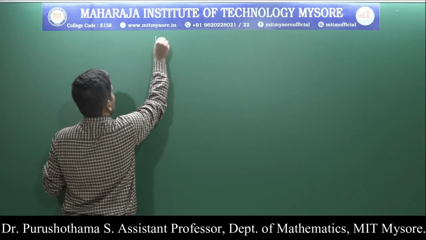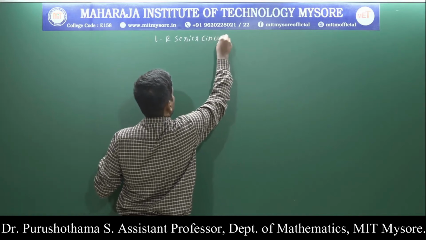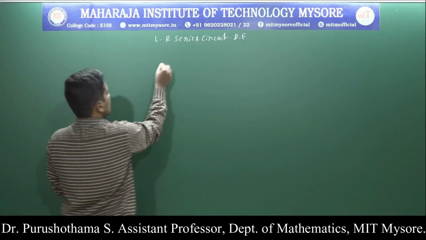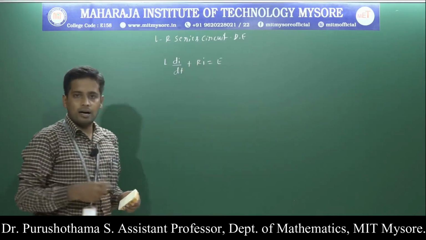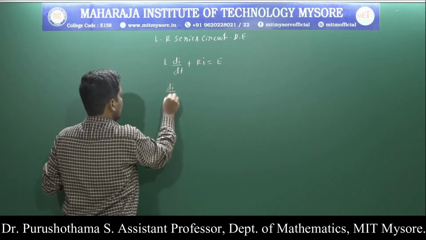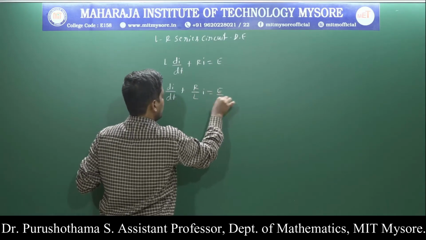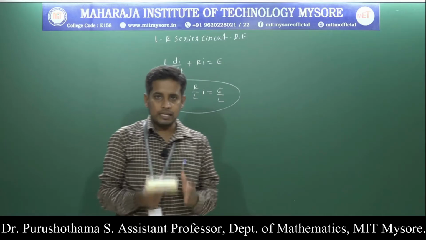Hello everyone. In this session we are going to solve LR circuit, series circuit problems. The LR series circuit differential equation is L into di by dt plus R into I, which is the same as di by dt plus R by L into I is equal to E by L. This is the LR series circuit differential equation.